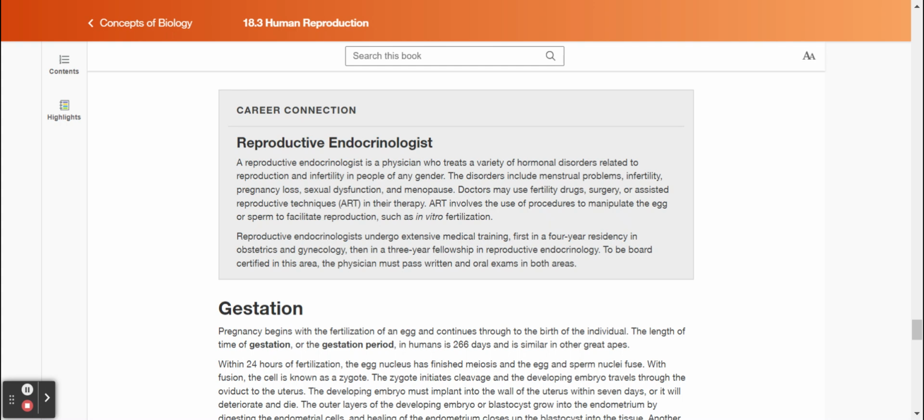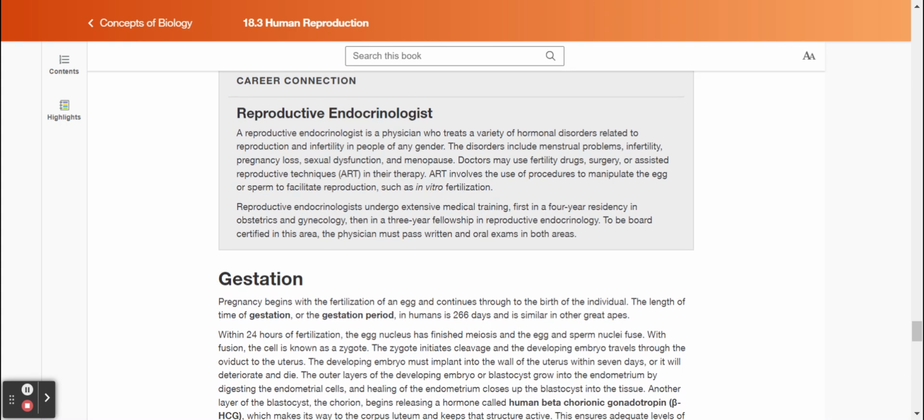Reproductive endocrinologists undergo extensive medical training, first in a 4-year residency in obstetrics and gynecology, then in a 3-year fellowship in reproductive endocrinology. To be board certified in this area, the physician must pass written and oral exams in both areas.